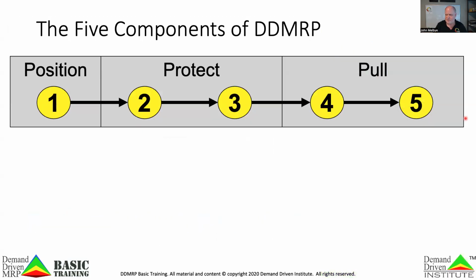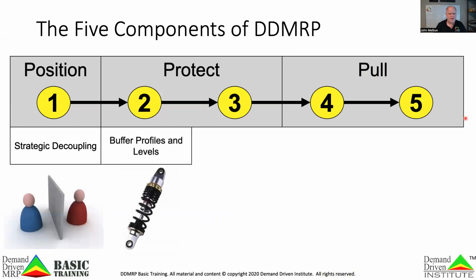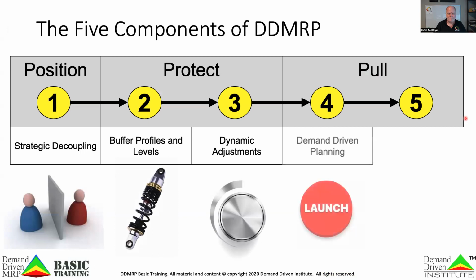The 5 components, the first one is position. The first question we ask is, where should we place inventory? Where do we place inventory to decouple our supply chains? The second is to set how much inventory, and how are we going to determine how much inventory sits in those strategic positions. The third is that we have to dynamically adjust the buffers. We cannot set them and forget them. We have to dynamically adjust and keep adapting the buffers to the world that we live in.